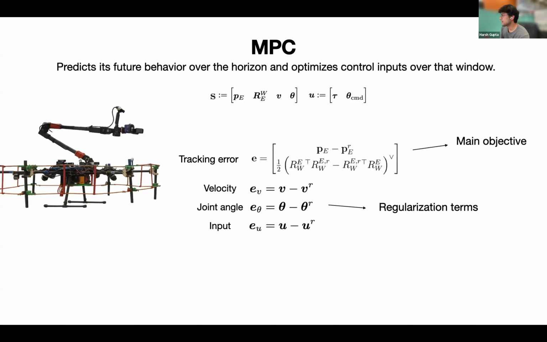So our error function, or cost function, is built out of four main terms. The first term is the tracking term, which is the main objective term. This is basically telling your end effector to be in a certain location. And we have some other regularization terms to, for example, keep the velocity in check, because you can't have the drone with some super high velocity to follow the end effector. You can't.